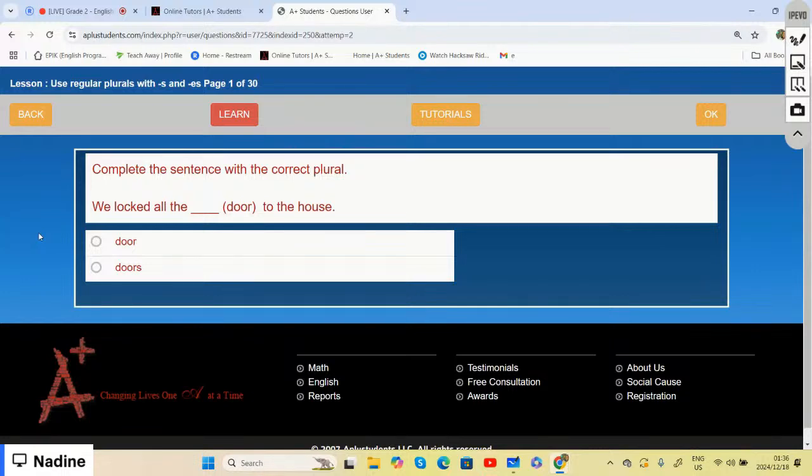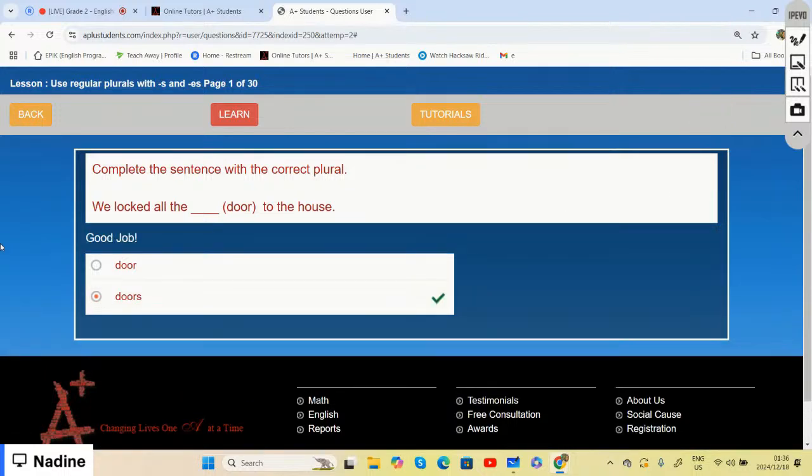And if we were to choose the correct option, yes, well done. Doors is correct. Doors shows the plural form of the word door. Well done. Because remember, if we say we locked all, then it means that it's anything already that is two or more, right? So all the doors. Well done.